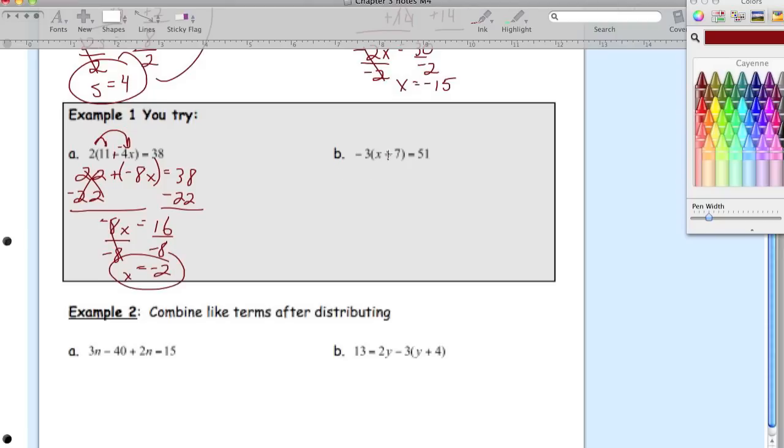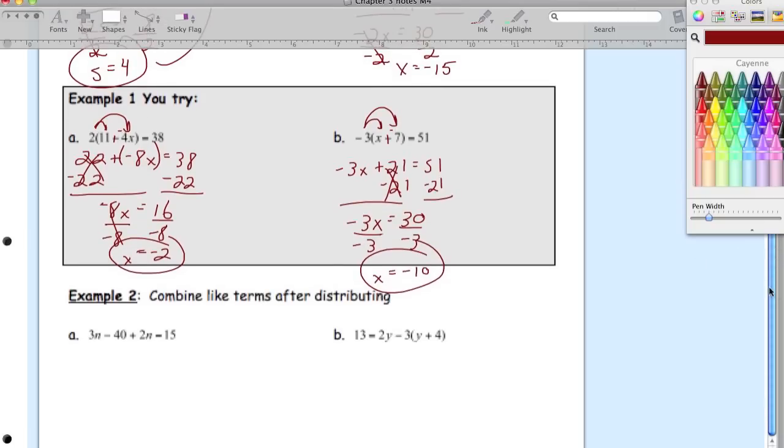Over here, add the opposite. The second step is to distribute, so you get negative 3x plus negative 3 times negative 7 is positive 21. Then I'm going to subtract 21 because I want to get x by itself. These cancel, negative 3x comes down, and I have 30. These are being multiplied, so I divide, and I get x equals negative 10.